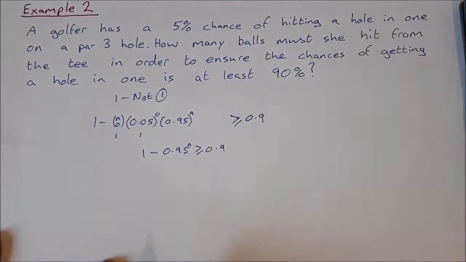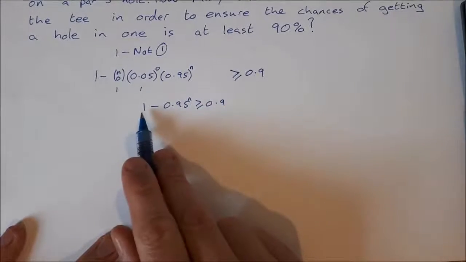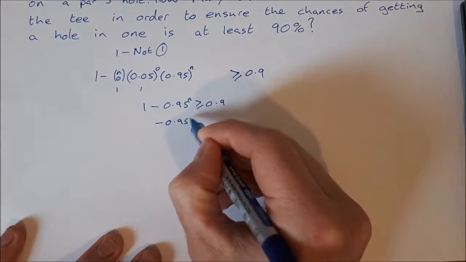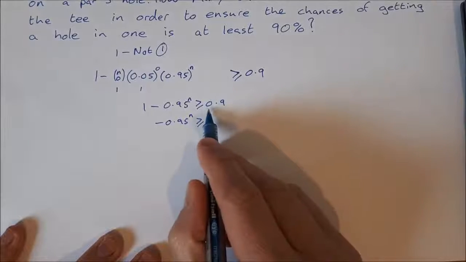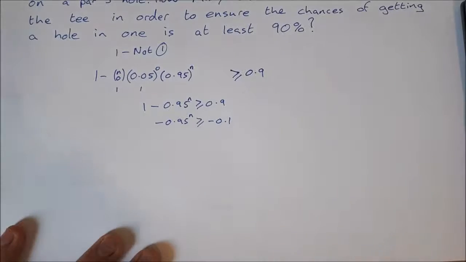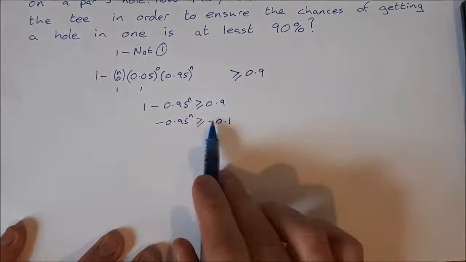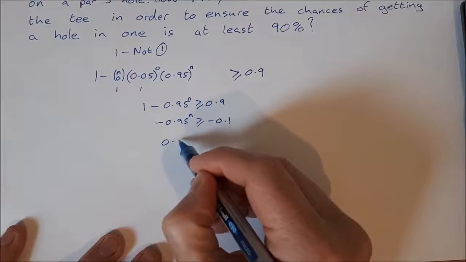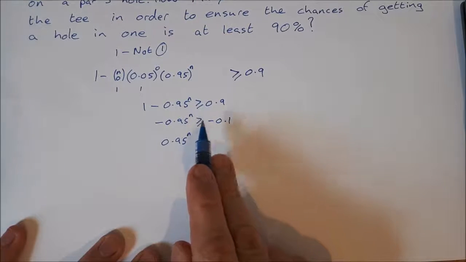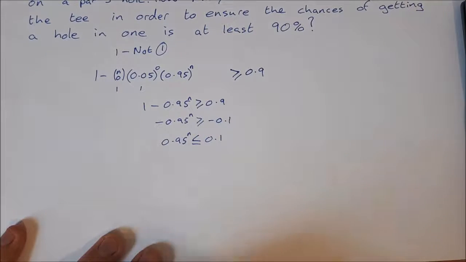And now I can work with this, and I can work through the equation in order to solve for n. First thing will be to take 1 away from both sides, so I'll have minus 0.95 to the power of n is greater than or equal to 0.9 take away 1, which is minus 0.1. I'm going to multiply both sides by minus 1 to get rid of these minus signs. So that would be 0.95 to the power of n. Remember, when I multiply by a negative, I need to change the direction of that sign. So that's less than or equal to 0.1.